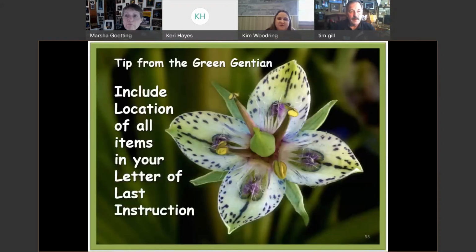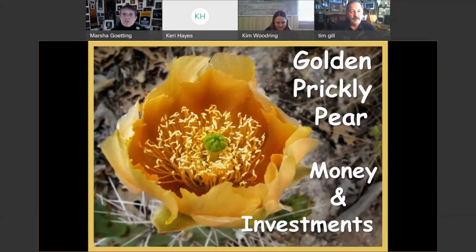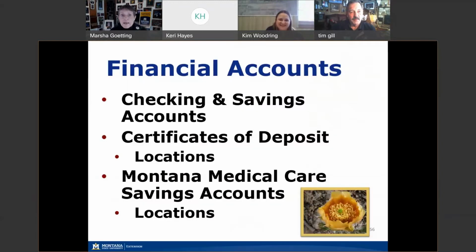So your tips from the green gentian include the location of all of your items in your letter of last instruction. Marsha, how do we handle money and investments in a letter of last instruction? Well, everybody has a little bit of these, and what I'm going to do is use the golden prickly pear. That kind of makes me think of money or gold. And we know we have all these financial accounts.